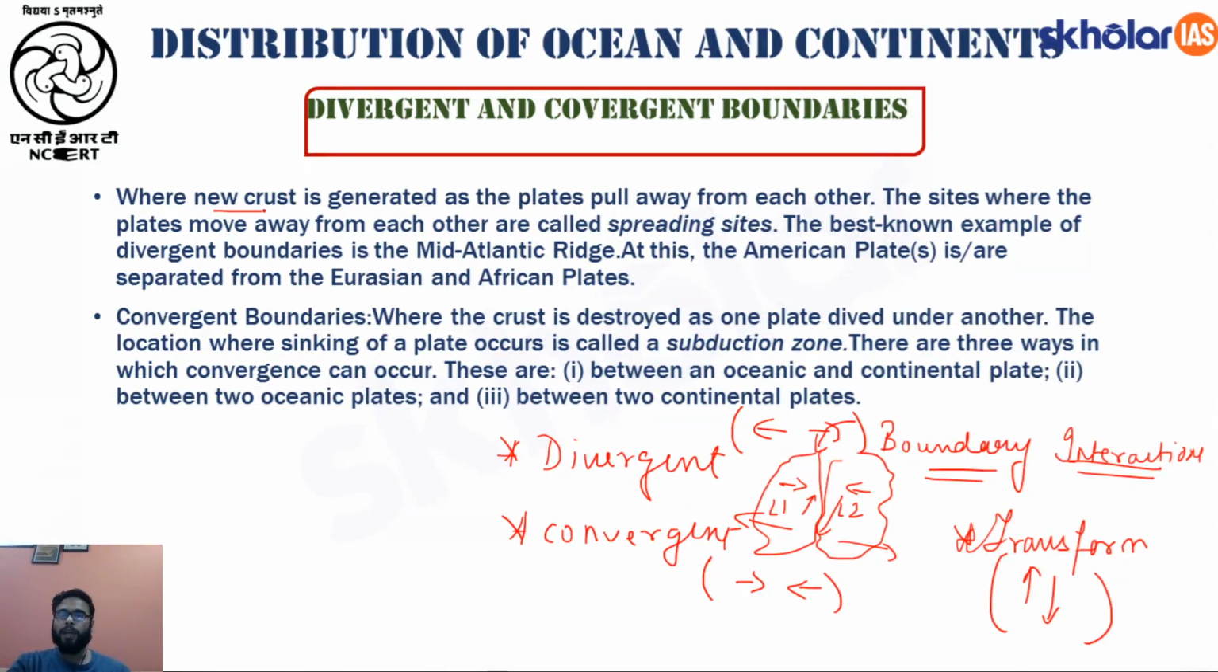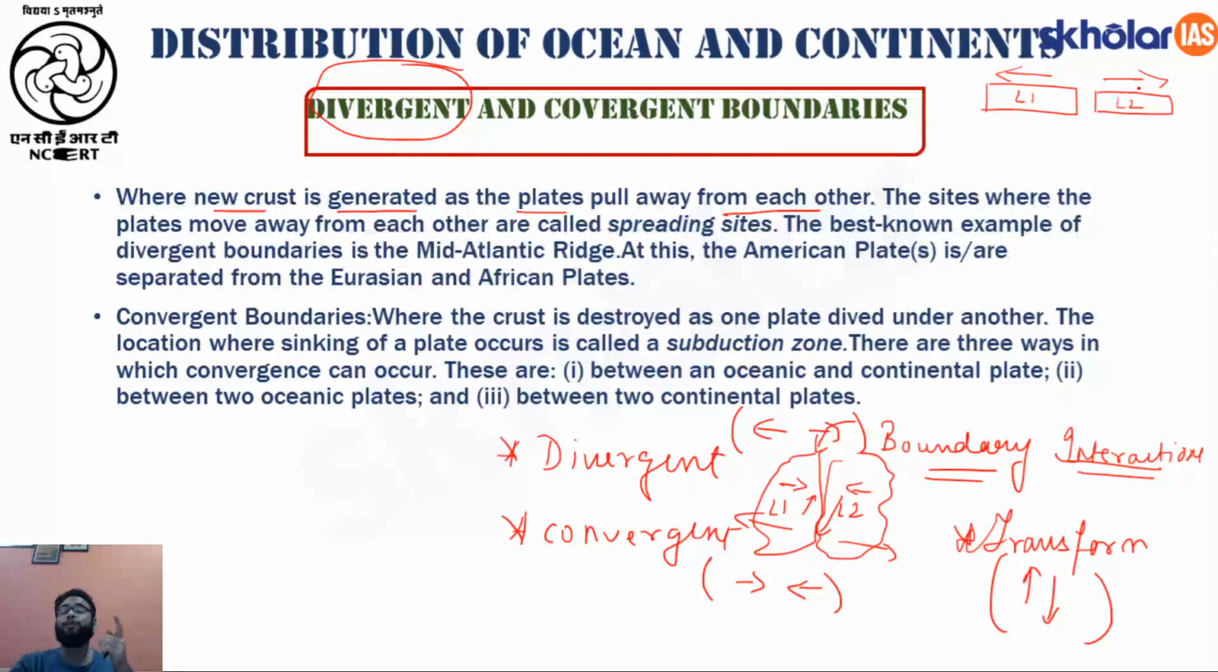So where new crust is generated as the plates pull away from each other, we call this the divergent boundary, right? Suppose this is a lithospheric plate 1, L1, this is a lithospheric plate L2. Now divergent means what? It means that they are moving away from each other.